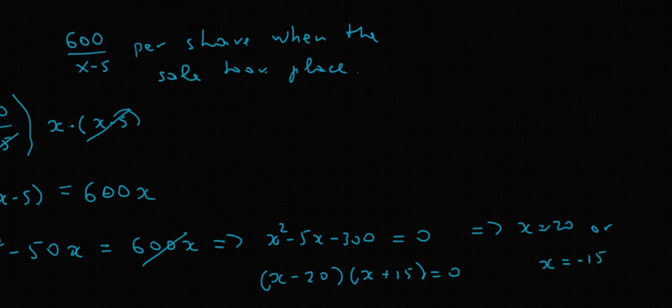Now the negative solution doesn't make sense in this context, right? Because the number of shares that the investor bought could not be negative. So we disregard x equals negative 15, and we just go with the positive solution of x equals 20. The investor bought 20 shares.